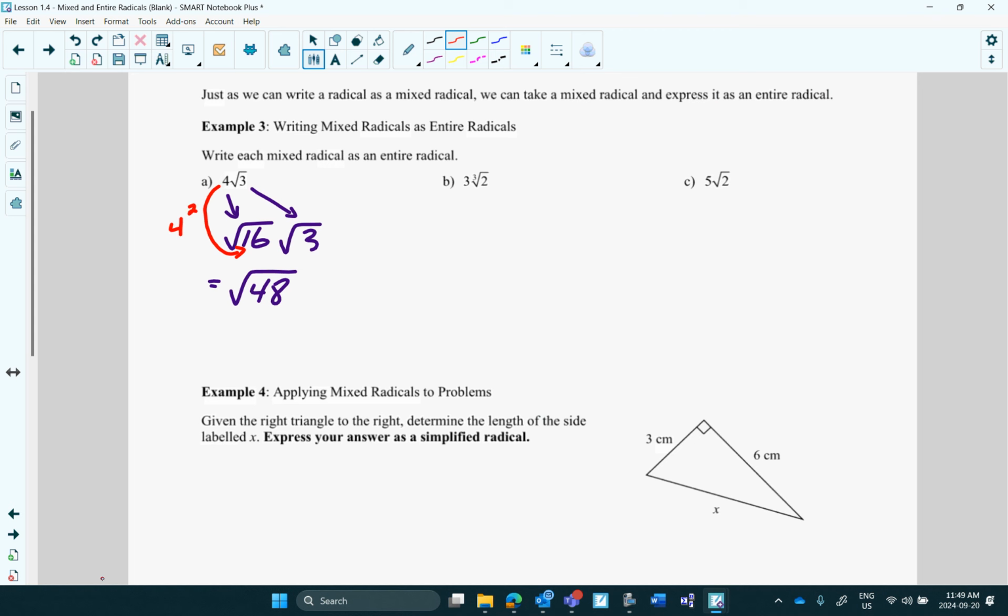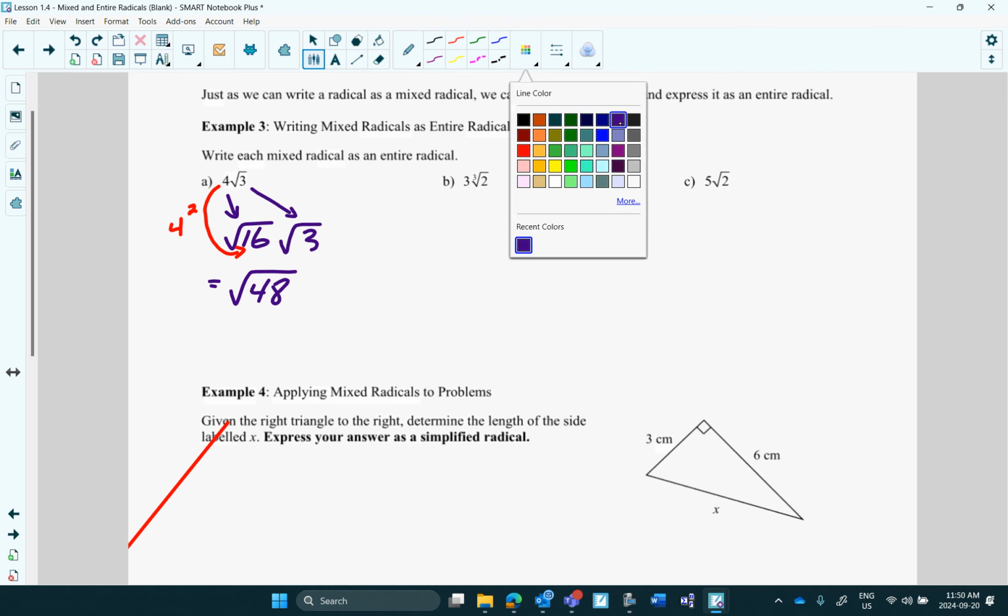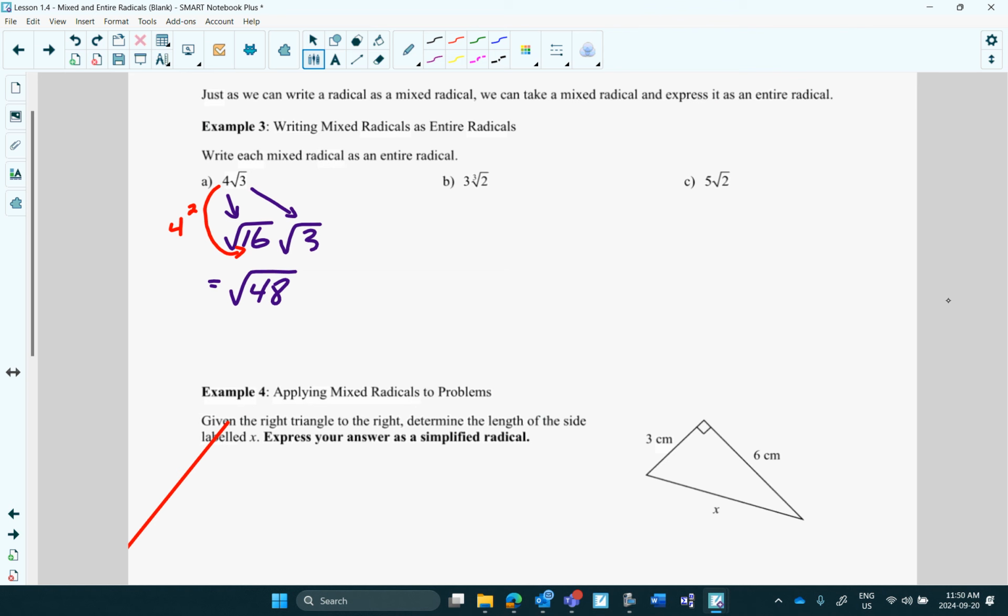Four squared. That's how you can find it. You just square the number that's not under the square root. So let's jump to C before we go back to B. What would it be? 25 is 5 squared, which means the entire radical would be the square root of 15.